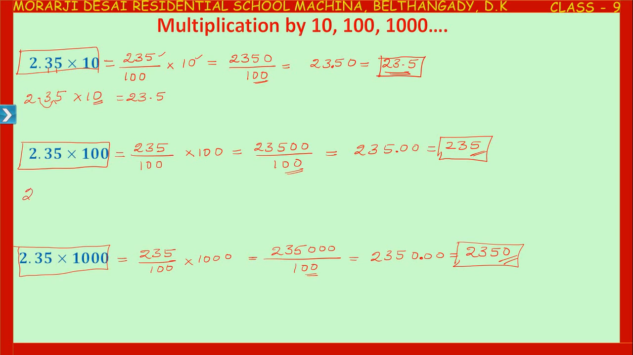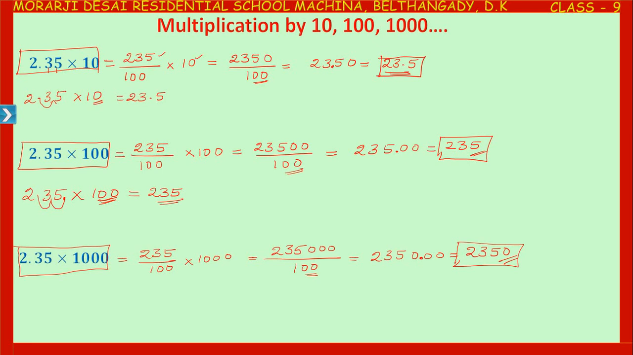Now see here, 2.35 into 100. Now there are two zeros in front of 1. So the decimal point has to be moved two steps, 1, 2. So the point has to come here. That is, the answer is 2, 3, 5. No need of putting the point at the end. So 235.